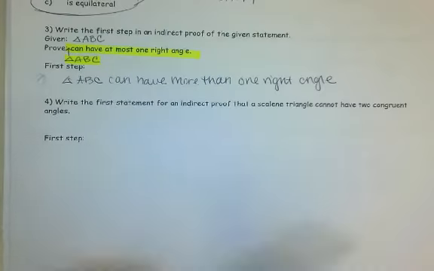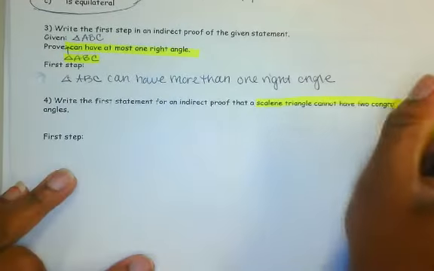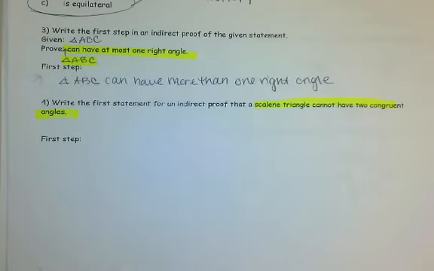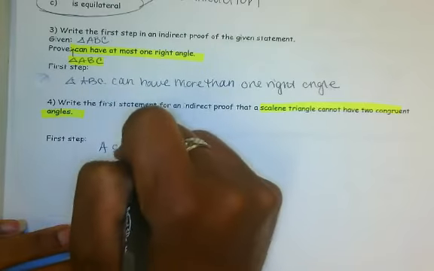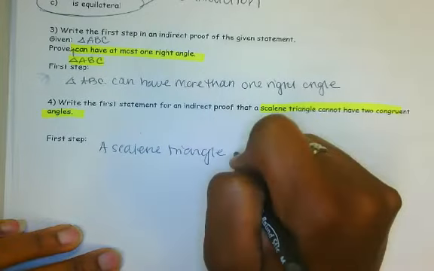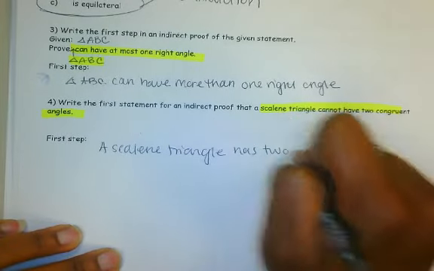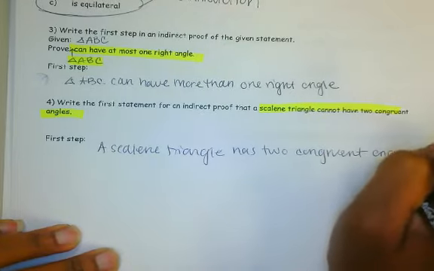Okay. So write the first statement for an indirect proof that a scalene triangle cannot have two congruent angles. Well, we're trying to prove that a scalene triangle cannot have two congruent angles. So the first step would be the opposite. So we would say a scalene triangle has two congruent angles. Okay?